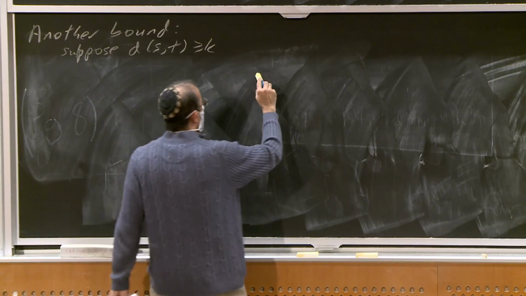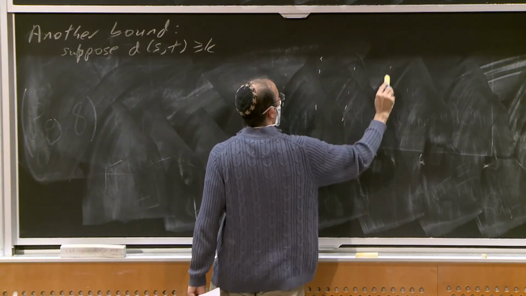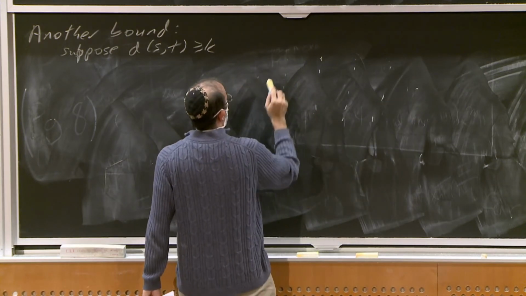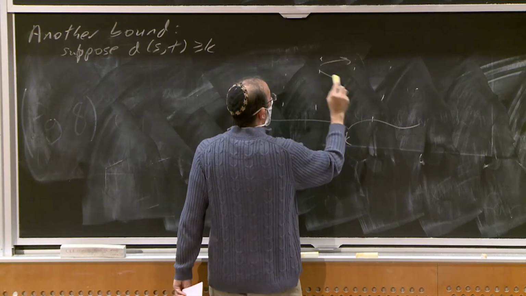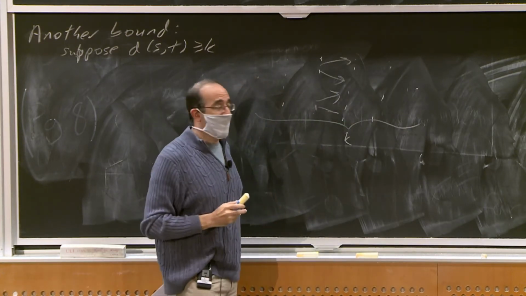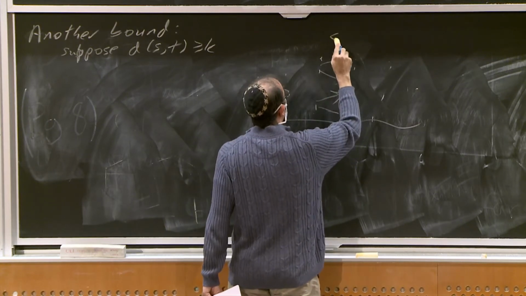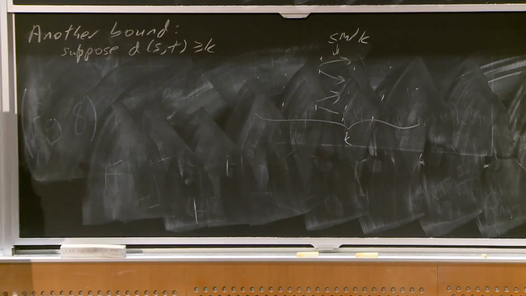If I've got this k distance in the layered graph, one of the cuts, right? The layers divide up the edges. So one of the layers can only have m over k edges in it. And that is a cut. And that means that the min cut is at most m over k, which means that the max flow is at most m over k.